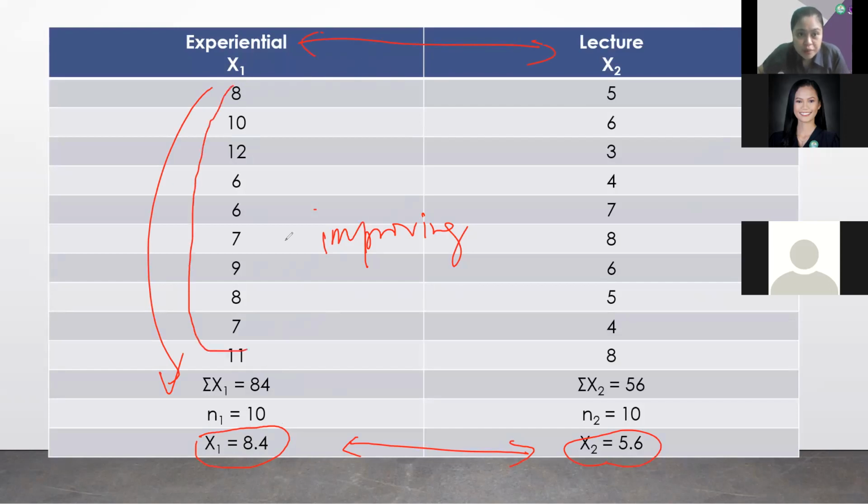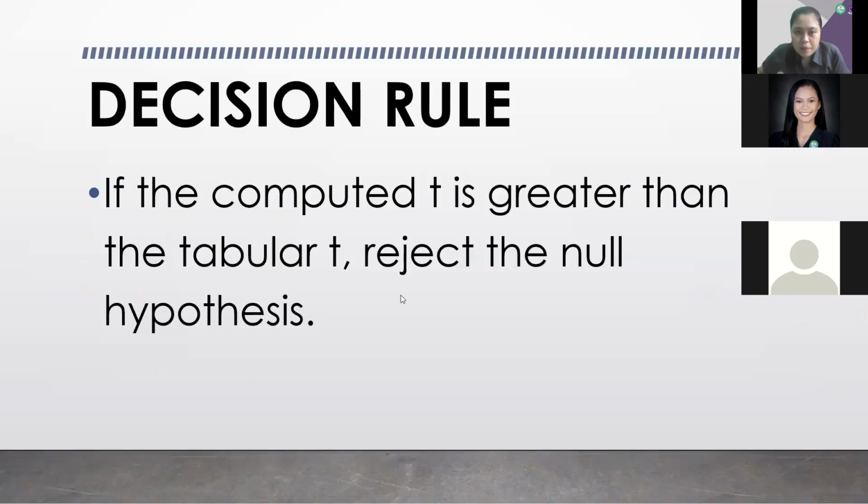Scores kasi nila ito, di ba? Sa performance nila. So since mataas ang score ng experiential, siya yung most likely nakakapag-improve.